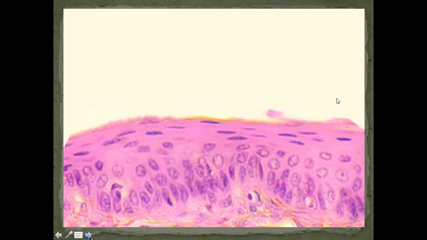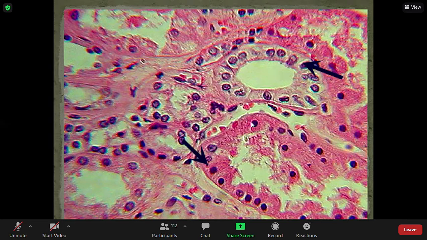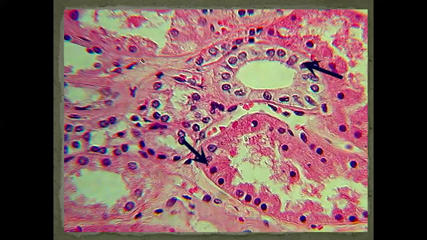Mr. Herrero? Yes, Mr. Herrero. Okay. Good afternoon. How about this one? Identify the epithelium shown by the arrows. Squamous epithelium po, Doc. Squamous, is it flattened? Ay, sorry, Doc. Cuboidal epithelium po. What type of cuboidal?